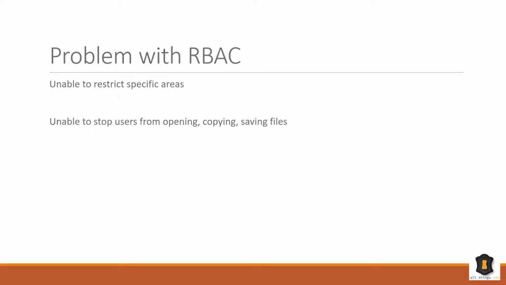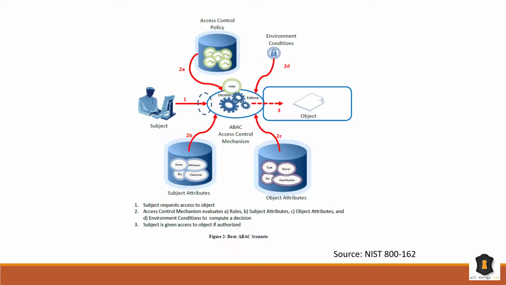I took this from NIST 800-162, and this is a great, simple scenario to help drive home how the whole ABAC engine works. Let's say our subject is Joe. Joe wants access to a database, and when he requests access to the system, the ABAC system, or decision maker, will look at the policy, which is 2A, and say, well, I have these rules in play, Joe. Let me make sure you qualify before I give you access to that database.